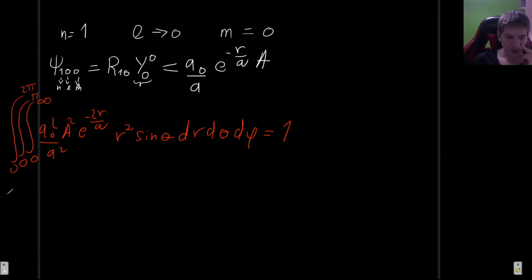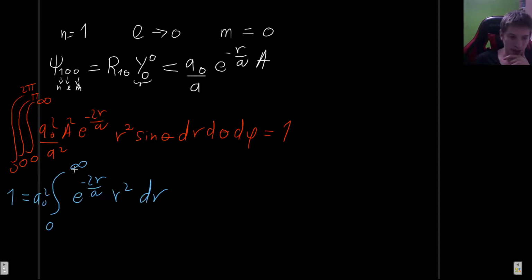Now, 1 has to be equal to the integral from 0 to infinity of e to the minus 2r over a, r squared dr. And we can also leave this a0 squared attached to this integral, because that is the constant of integration that we want to find when normalizing the radial part. And we can also leave this divided by a squared here.